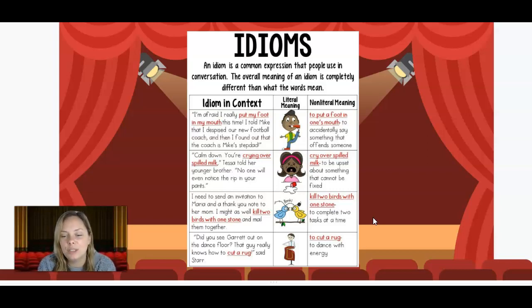And another example, did you see Garrett out on the dance floor? That guy really knows how to cut a rug, said Star. Do you think Garrett was on the dance floor actually cutting a rug? No, cutting a rug is an idiom for dancing. So we have lots and lots and lots of examples. These are just a few idioms, and maybe you and your learning coach can look some up, or maybe you can talk about some that you know and use on a regular basis, but they're basically sayings that aren't literally what they sound like. They have a different meaning.